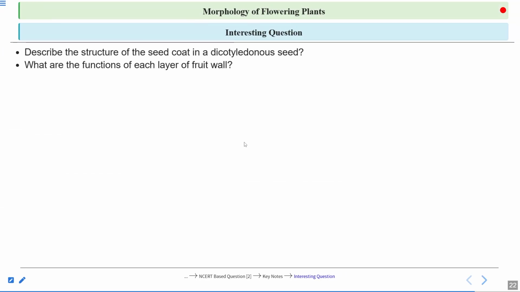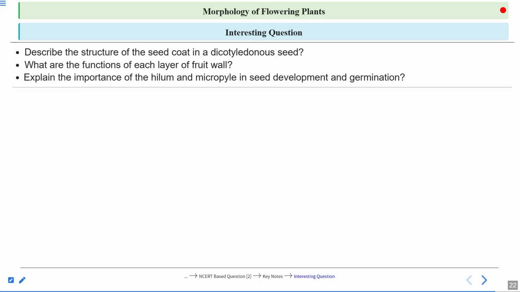Some interesting questions for you. Describe the structure of the seed coat in a dicotyledonous seed. This is one question. What are the functions of each layer of the fruit wall: epicarp, mesocarp, endocarp? And the last question: explain the importance of hilum and micropyle in seed development and germination.